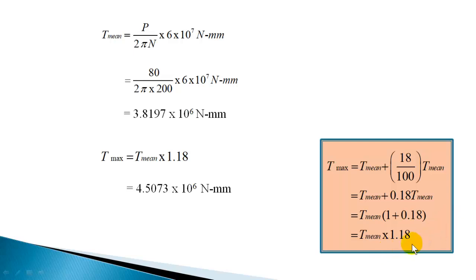If it's 20% more, you multiply with 1.2. If it is 5% more, we just multiply with 1.05. Okay, not 1.5, 1.05. So here if you multiply with 1.18, you will get maximum torque as 4.5073 into 10 raised to 6 Newton mm. So this is the maximum torque transmitted by the shaft.